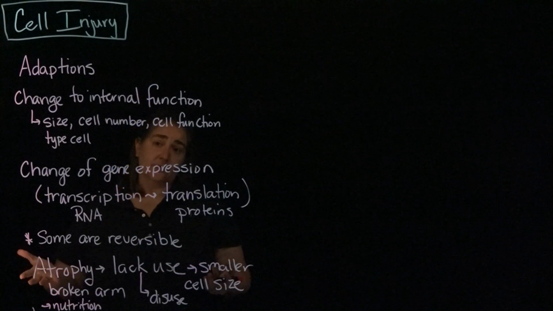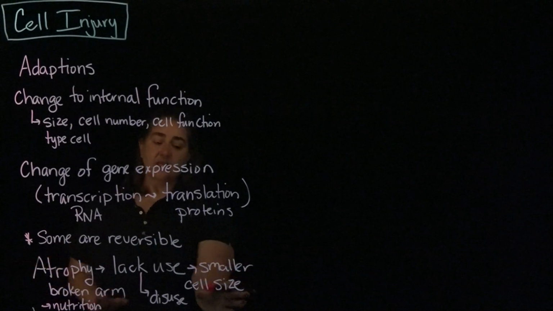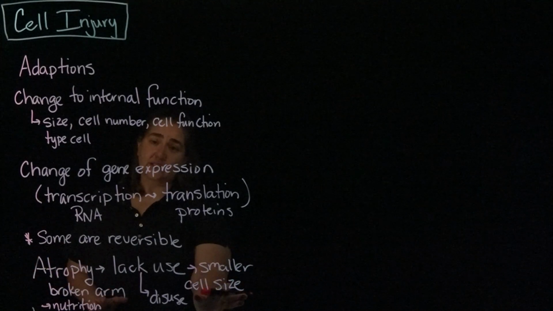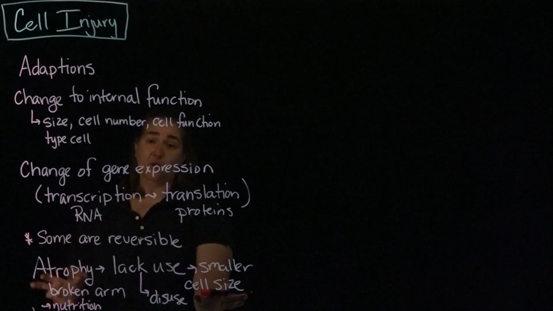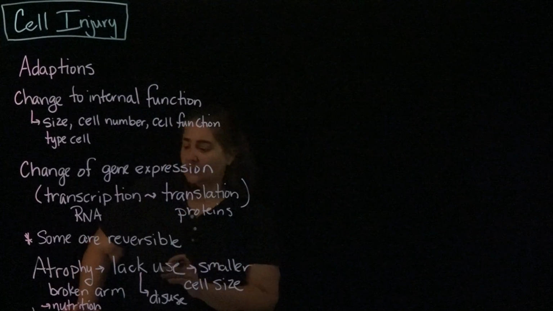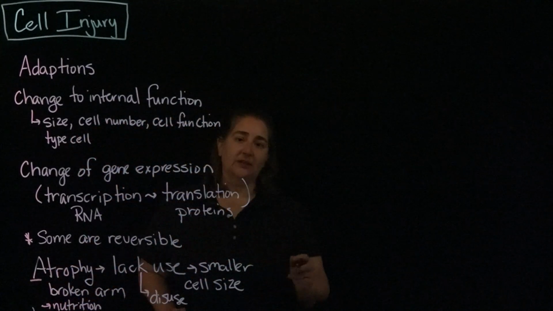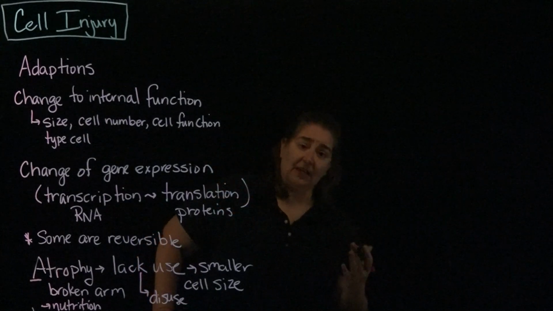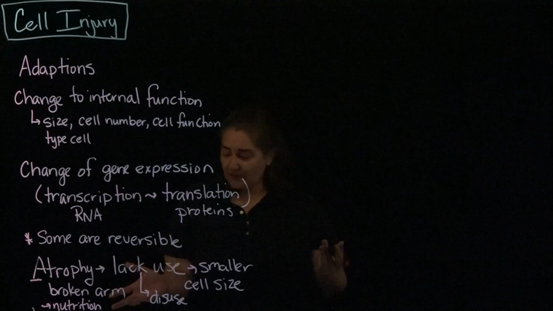Ischemia could be another reason for atrophy. So there are a lot of reasons that can cause it. The overall result is the same. The cell that's affected is going to get smaller, okay? So atrophy, anytime you see A in front of it, it typically means a lack of something. In this case, a lack of use with atrophy.